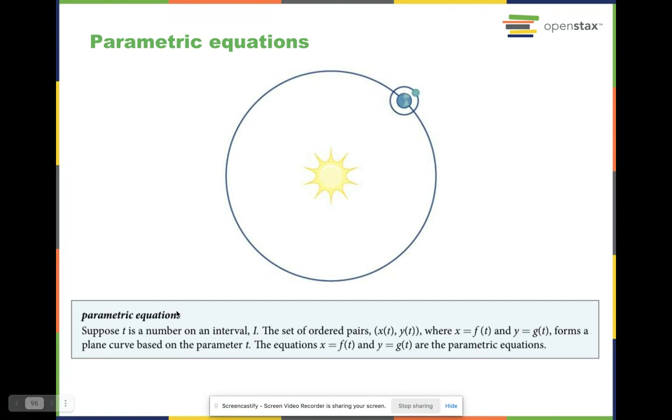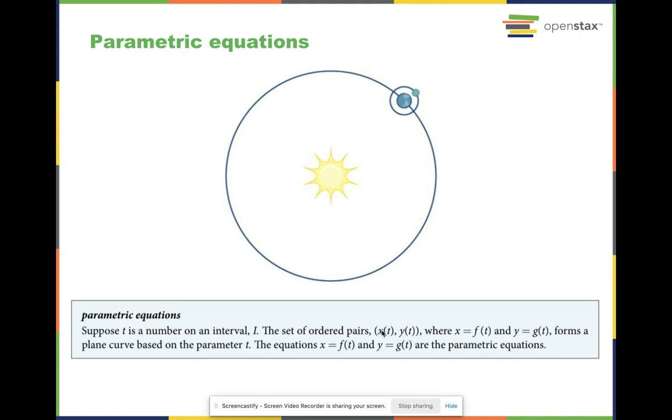So here's the definition of parametric equations. Suppose t is a number on an interval. The set of ordered pairs x of t and y of t, where x is a function of t and y is a different function of t, forms a plane curve, meaning some shape in the xy plane, based on the parameter t. The equations f of t and g of t are the parametric equations.